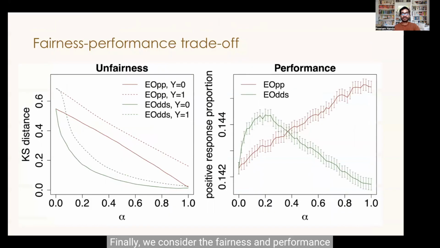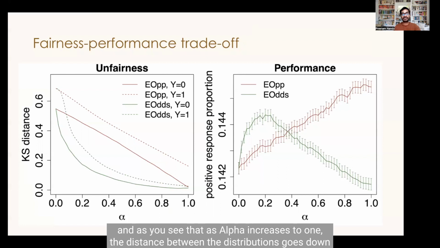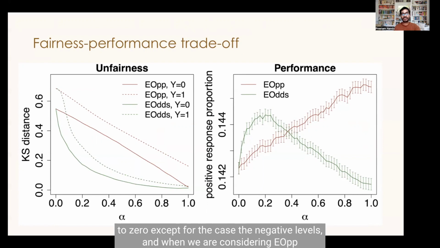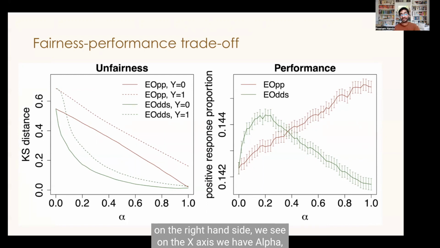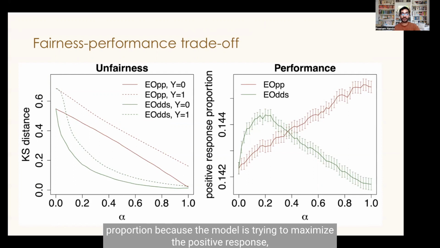Finally, we consider the fairness and performance trade-off with the tuning parameter alpha, as I mentioned before. As you see, as alpha increases to 1, the distance between the distributions goes down to 0, except for the negative labels when we are considering EOpp. On the right-hand side, on the x-axis we have alpha, and on the y-axis we have performance, which is measured through the positive response proportion, because the model is trying to maximize the positive response.